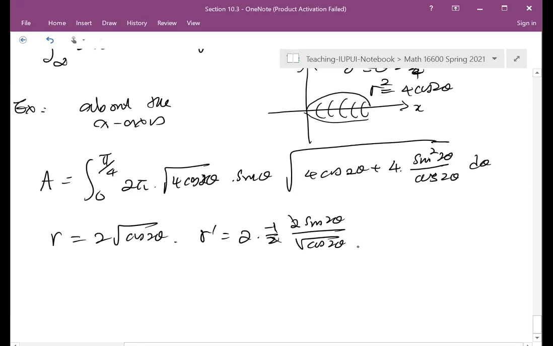Lots of terms can be canceled out. Cosine 2 theta will be gone, and you only get an integral of sine theta eventually. So you can find the area of this. So if the curve is given by a parametric equation, then you can set up an integral for the area of the surface. Okay, let me stop here and give you the quiz.